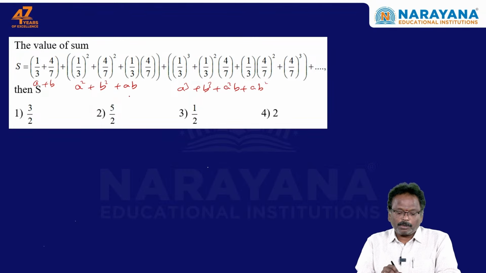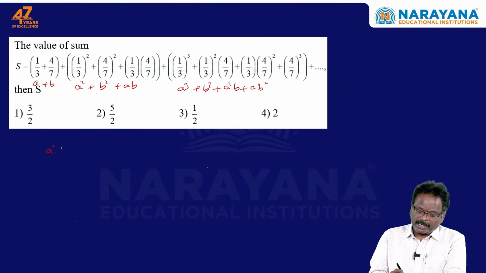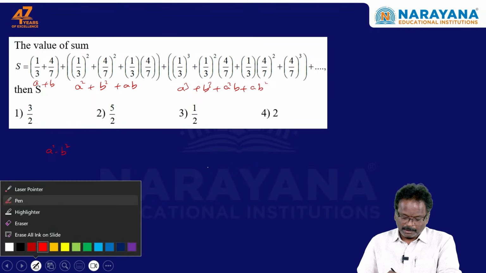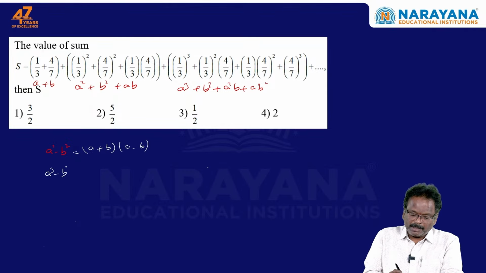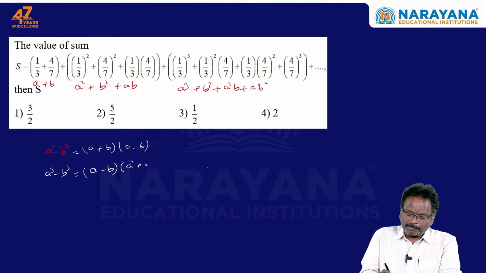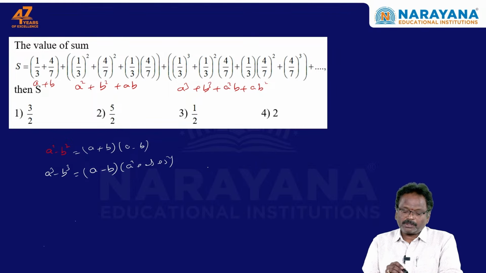To write this one into the known formula form, we know that a square minus b square is a plus b into a minus b. A cube minus b cube is a minus b into a square plus ab plus b square. So you observe these two contain a minus b. That's why, to convert this to the known formula form, you multiply and divide this series by 1 by a minus b. Here a means 1 by 3, b is 4 by 7.